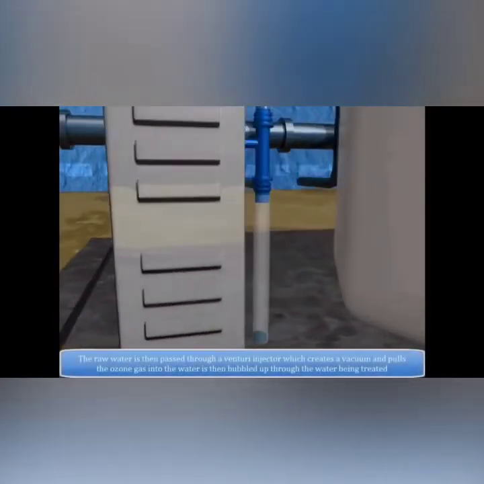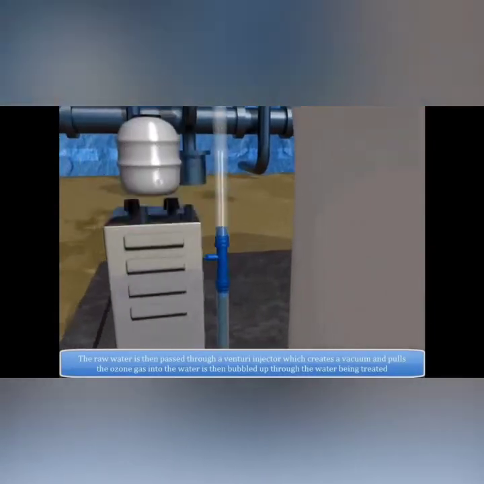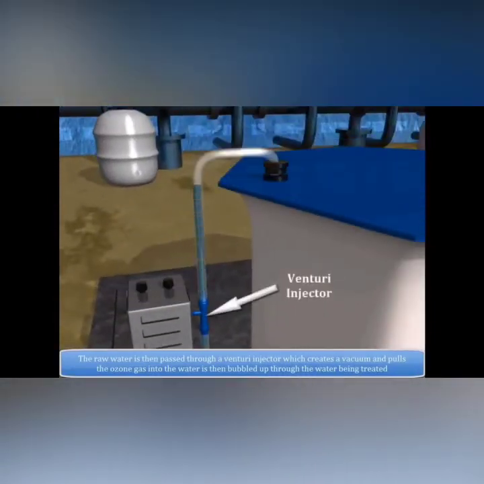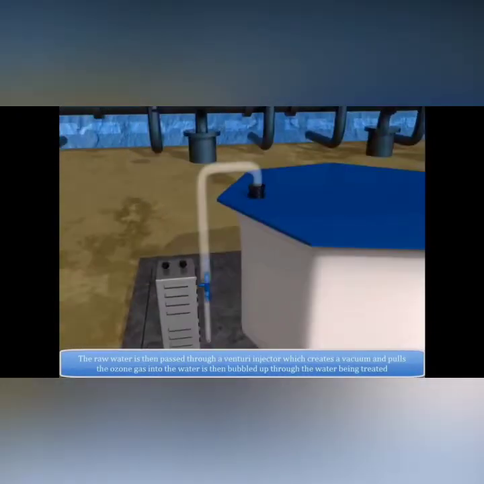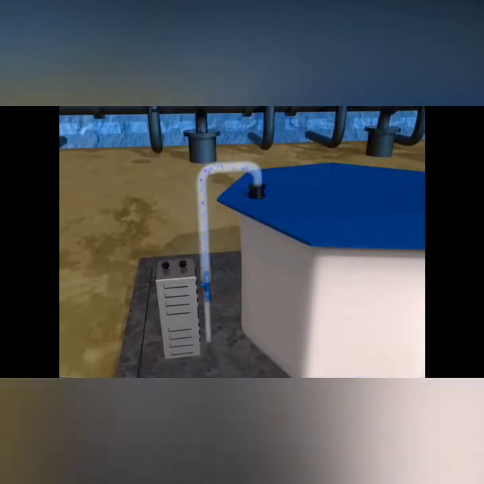The raw water is then passed through a Venturi injector, which creates a vacuum and pulls the ozone gas into the water, which is then bubbled up through the water being treated.